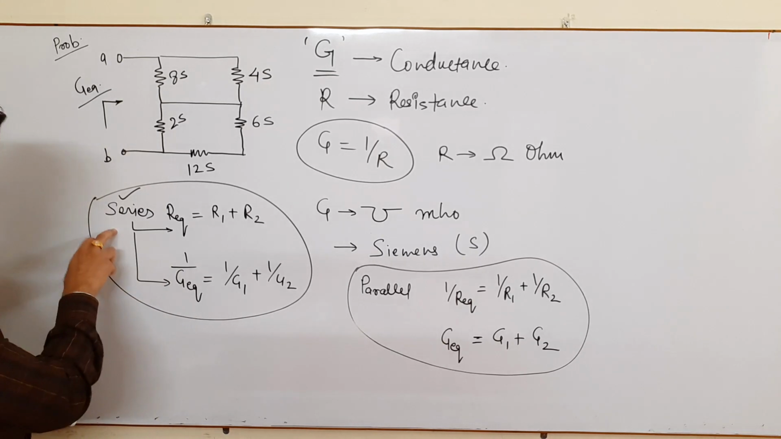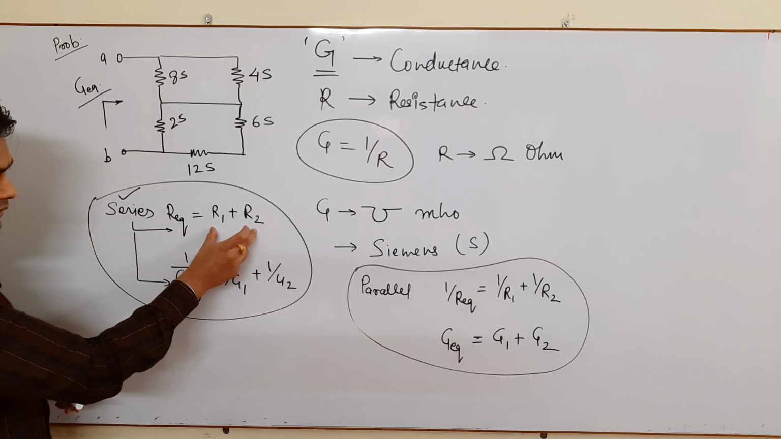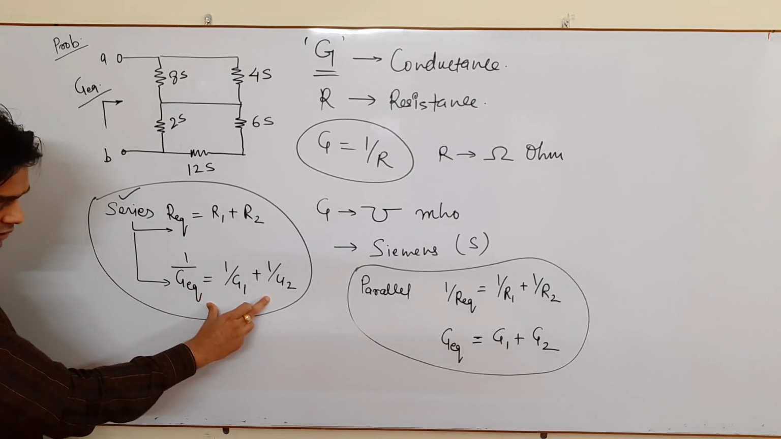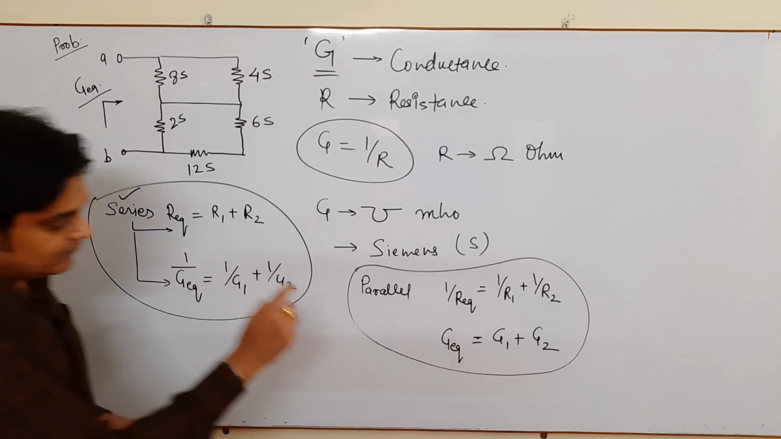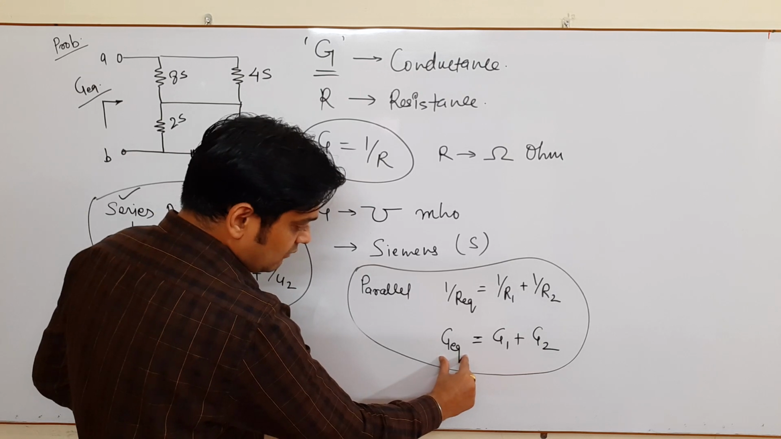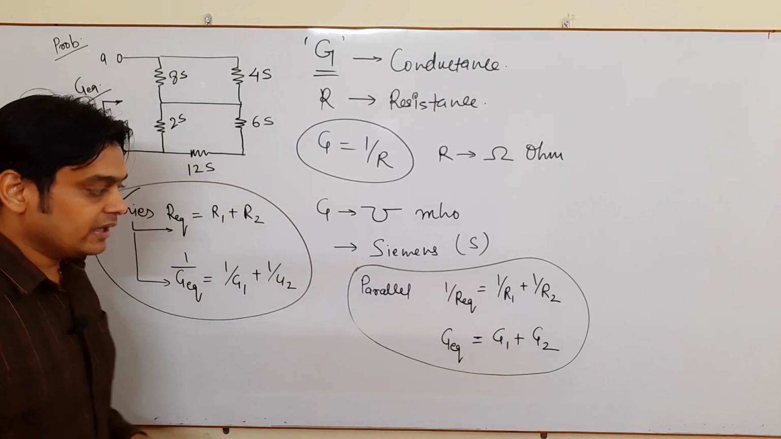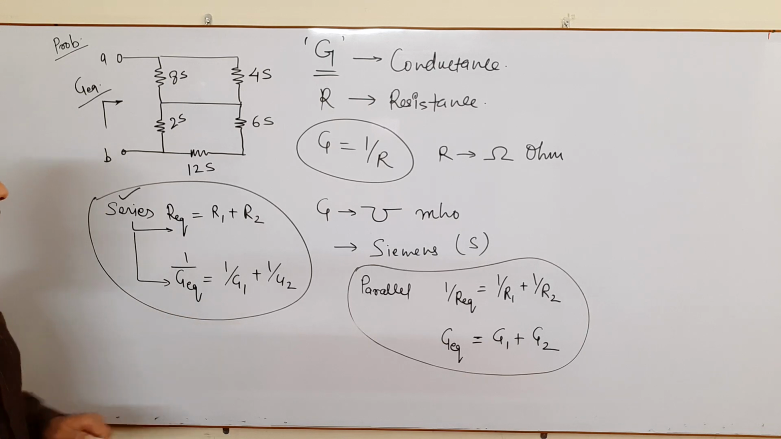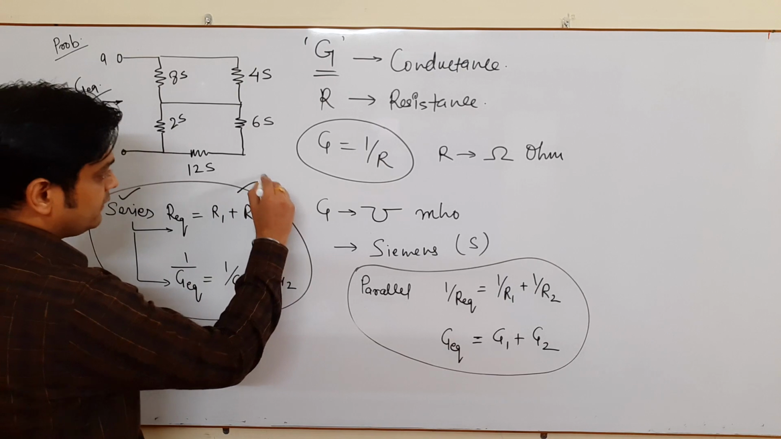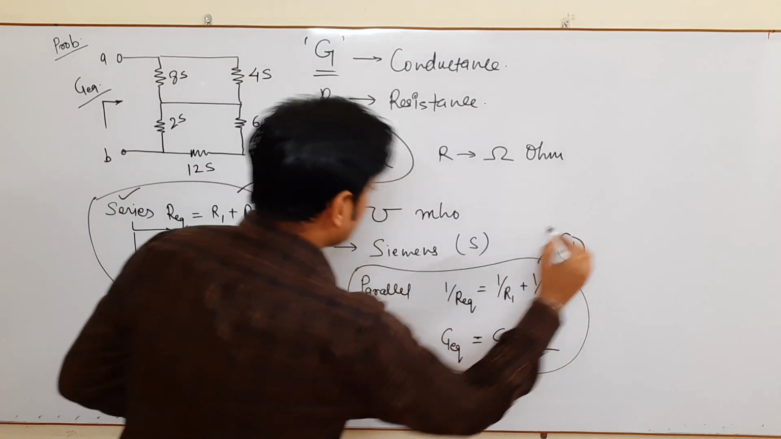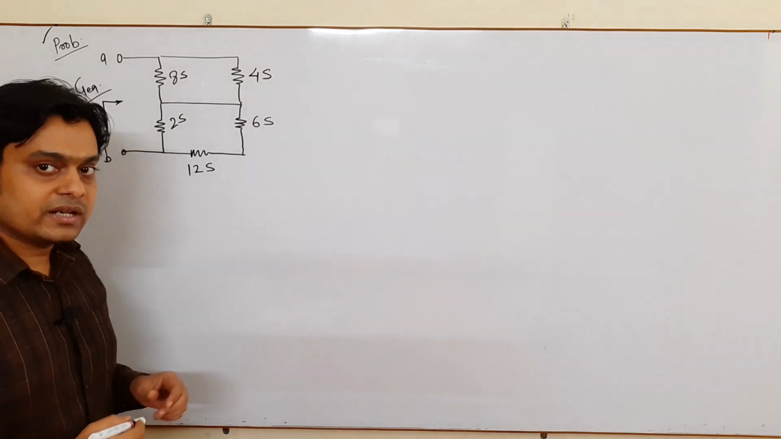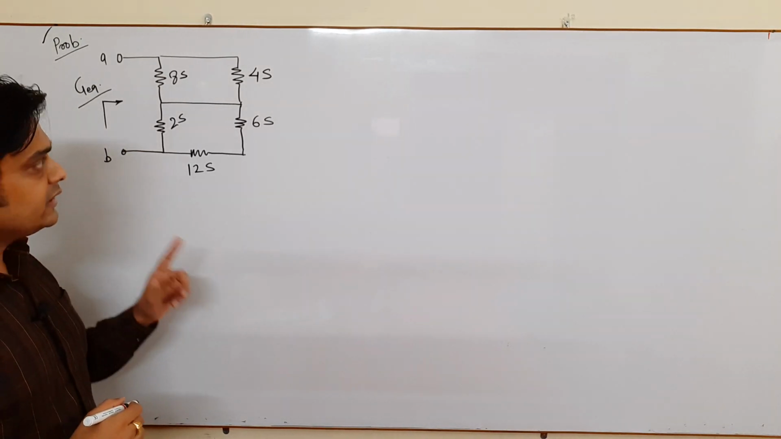So this is about series combination. When resistances are there, they are simply added. But when you talk about G equivalent, this is the way in which you have to find it. Similarly, when parallel combination is there, we find resistance in this manner. However, G equivalent we find by adding G1 and G2 directly. So this you have to keep in your mind. With the help of these two concepts, 1 and 2, we will solve this question.